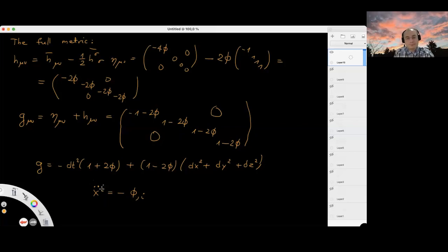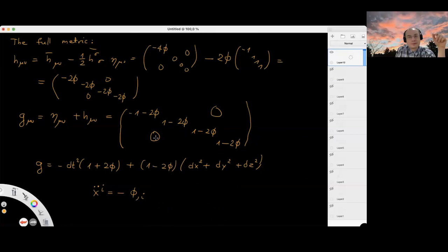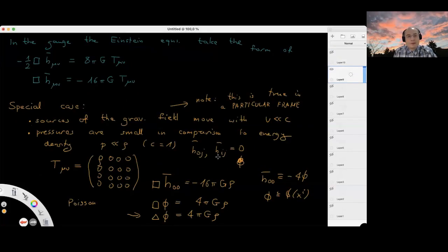And that's excellent. It means that the Newtonian approximation works. Massive particles with non-relativistic velocities with respect to the frame we are looking at behave exactly as they are supposed to in Newtonian approximation. And on top of that, the potential phi satisfies the Poisson equation of Newtonian gravity. So we have recovered the Newtonian approximation. We have also justified, in the meantime, the prefactor 8 pi G in the Einstein equations.